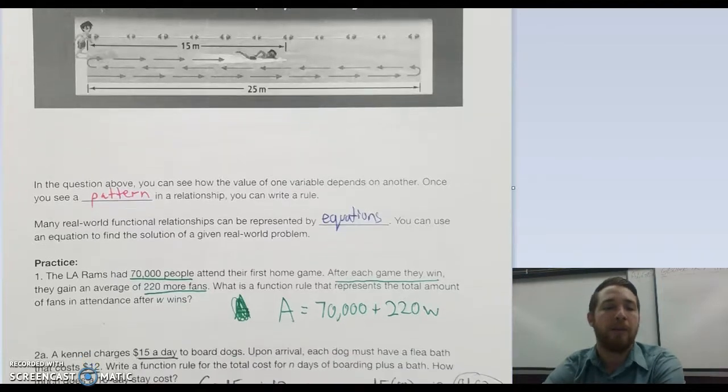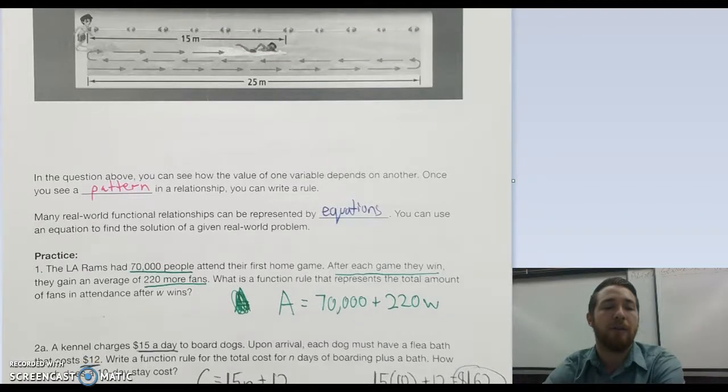In our next example, a kennel charges $15 a day to board dogs. Upon arrival, each dog must have a flea bath that costs $12. So we want to write a function rule that represents the total cost for n days, just any number of days that we're boarding, plus that bath. We also want to use that to figure out how much it costs to stay for 10 days.